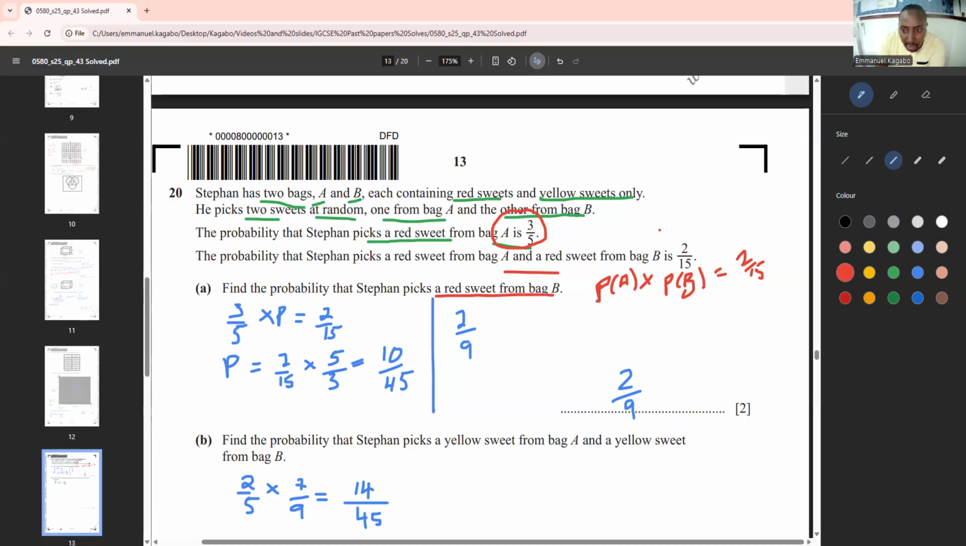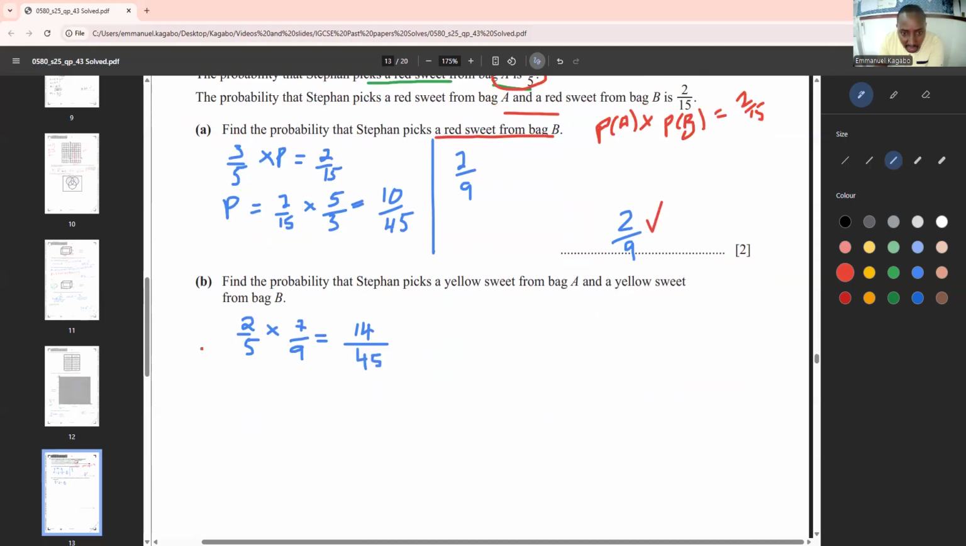Now, to find the probability that Stefan picks a red sweet from bag A. So I have probability of that, which is 3 over 5, times probability of picking a red sweet from bag B, should give me the one given here. So what does that mean? It means P, I'll multiply by 5 and divide by 3. So which gives me this, and when you simplify, it will give you that.